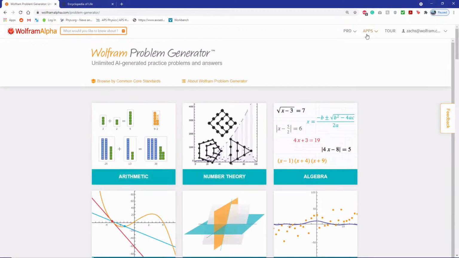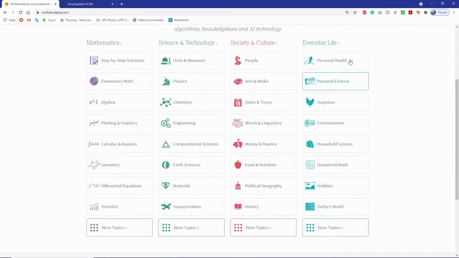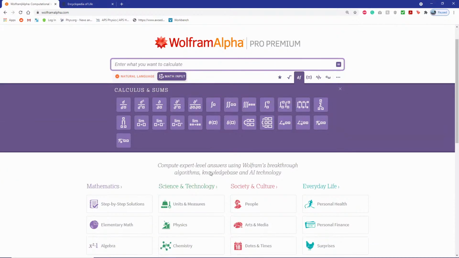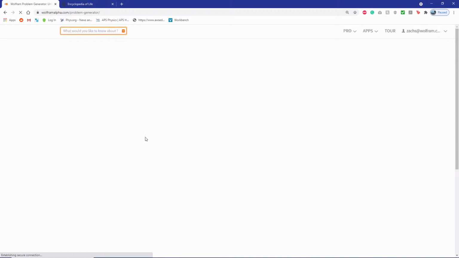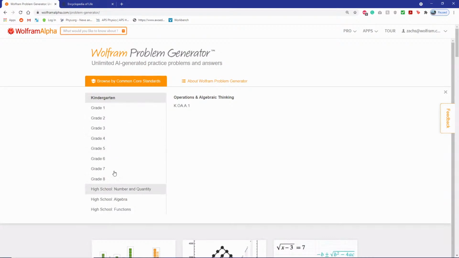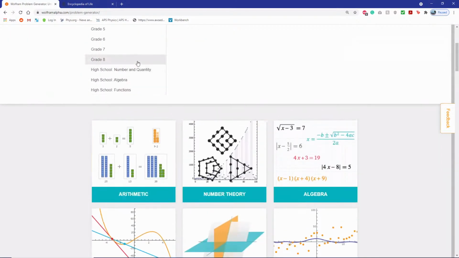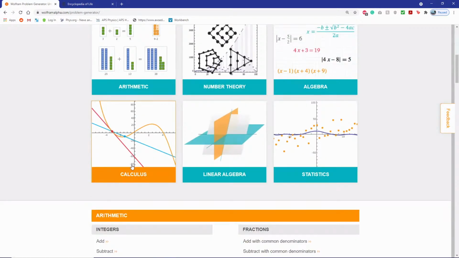If you go to the homepage and you're like, okay, I would like to practice. Oh, my page disappeared. There it is. So I'm here and I want to practice something, so I'm going to go to problem generator. And here we can create problems. For teachers, you can use these based on Common Core standards. You can also make your own worksheets if you have to come up with something for your students to work on.